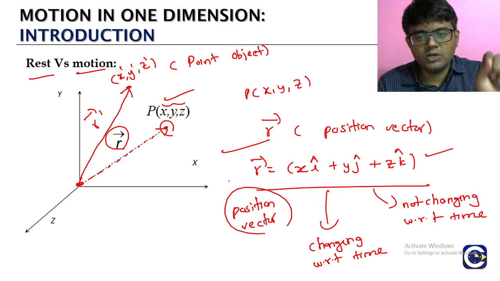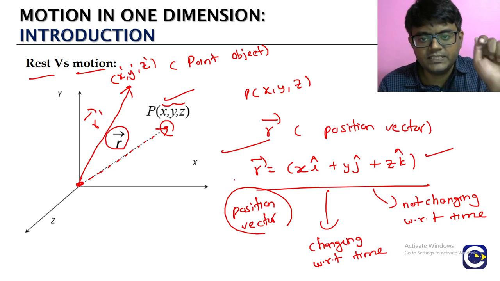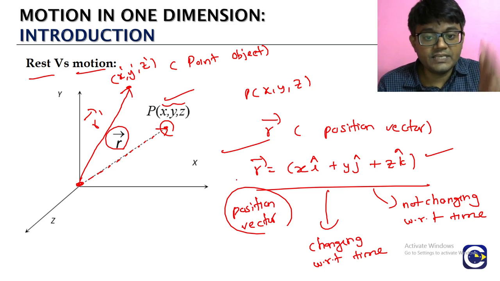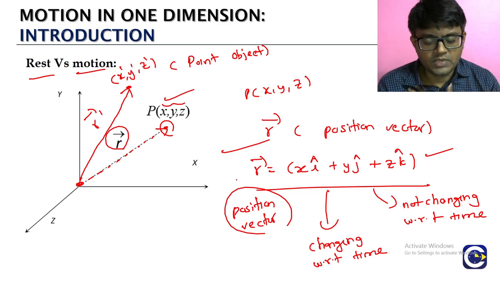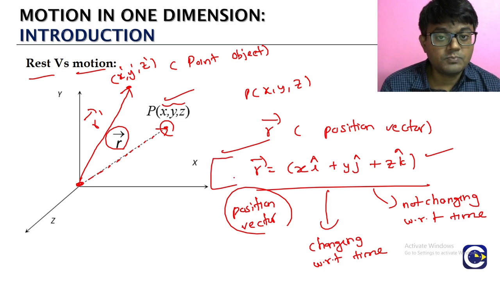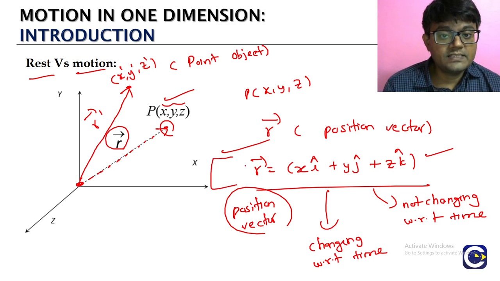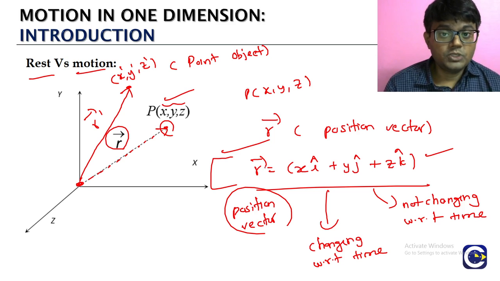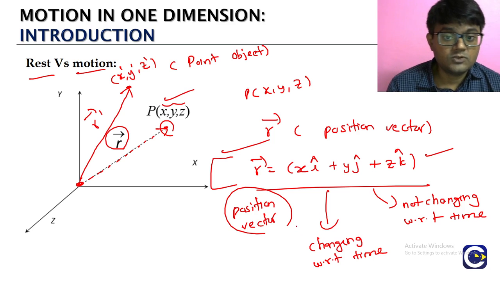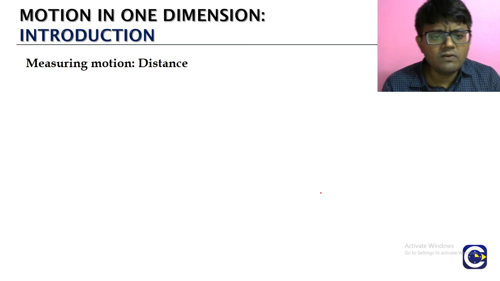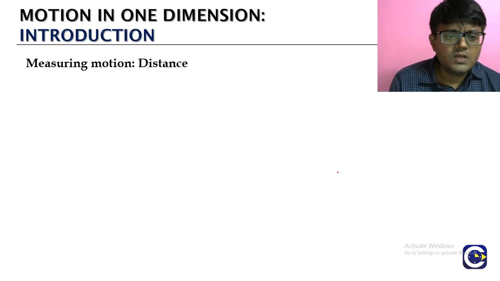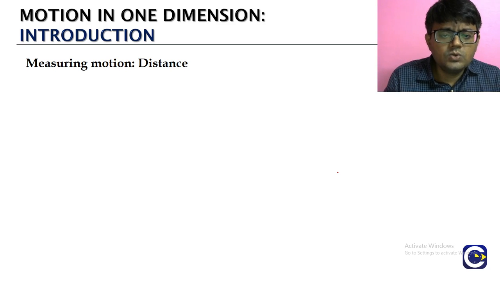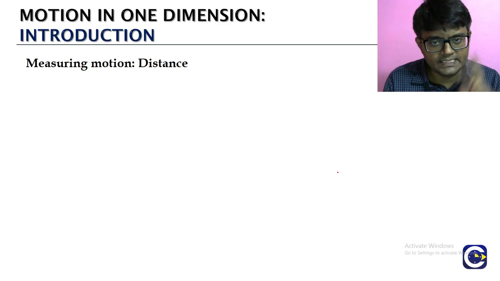Whenever the position of the object is fixed, not changing, we say the object is at rest. When it is changing with respect to time, this is a motion. In terms of the position vector concept, if the position vector remains the same with respect to time, the object is said to be at rest; if it is changing with respect to time, the object is said to be in motion. Now, whenever there is a motion, the next question is how do we measure the motion? When we want to measure the motion, we basically have two parameters to measure it.